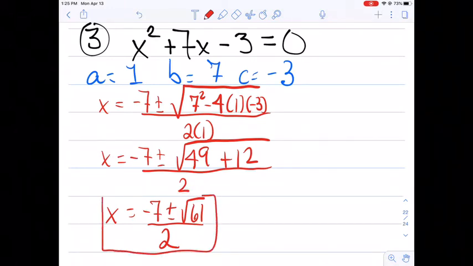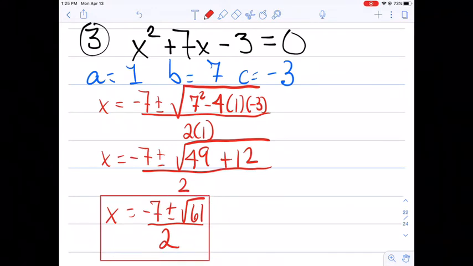Let me draw that box again. Try one more time. There we go. All right.